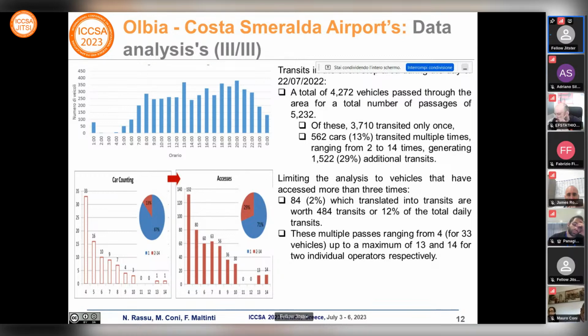1.5 thousand additional transits. Limiting the analysis to vehicles that have accessed more than 3 times, in absolute values they are 84, which translate into 484 transits. These multiple passes, ranging from 4 up to a maximum of 13 and 14 for 2 individual operators respectively, are made throughout the day, which confirms the operation of private collective transport services.